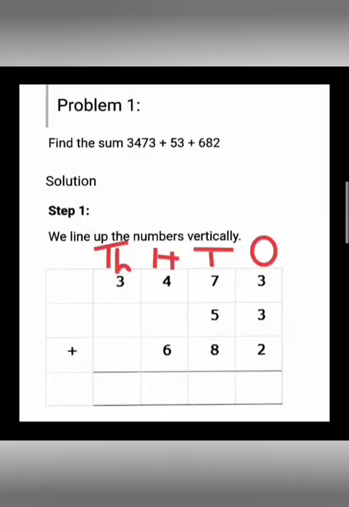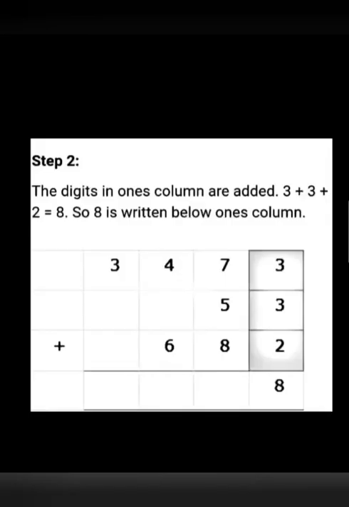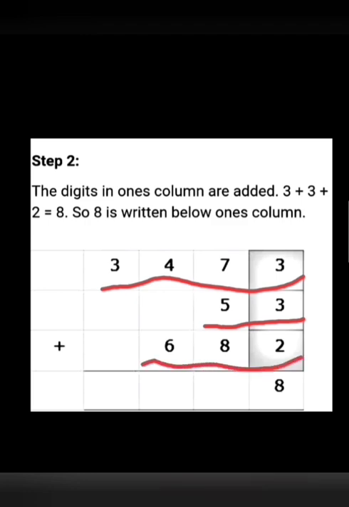Let's try another example. This is the question. Place all the numbers under their correct place values. Let's read the numbers first. 3473 added to 53 and then finally added to 682.